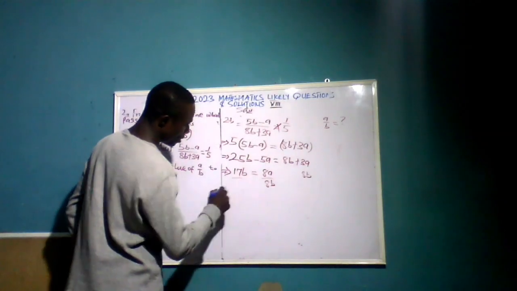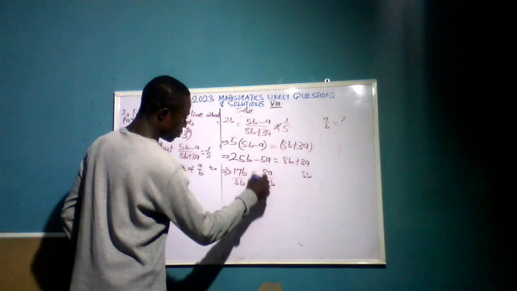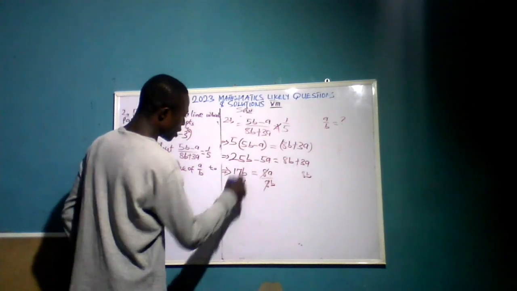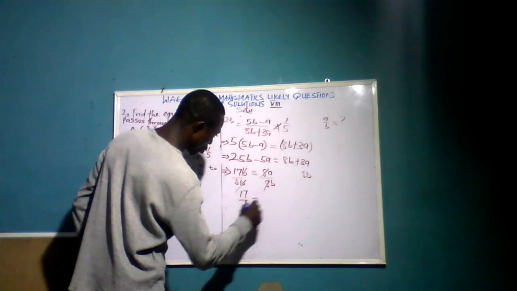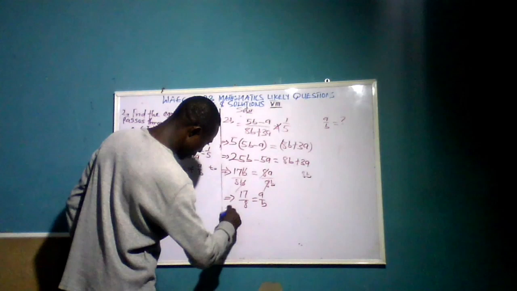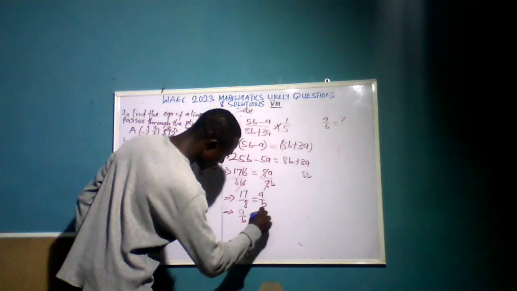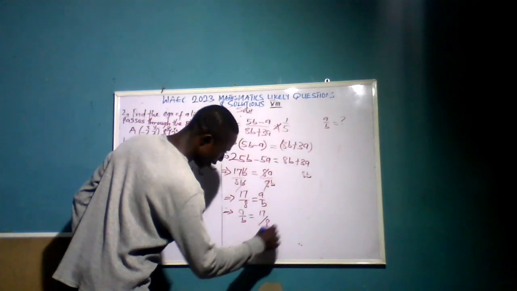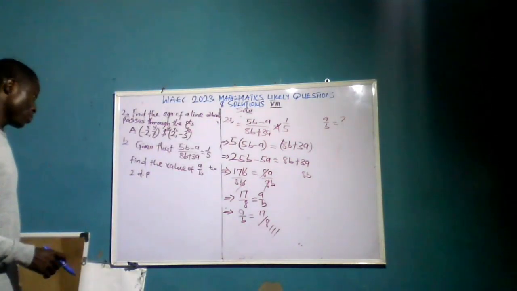So we have this also to be divided by 8b, so that 8 will cancel a, b will cancel b, and you have your 17 all over 8 to be equal to a over b, which is the same thing as a over b equal to 17 all over 8. And this is the way we found the value of a over b. Okay, let's move to the next question.